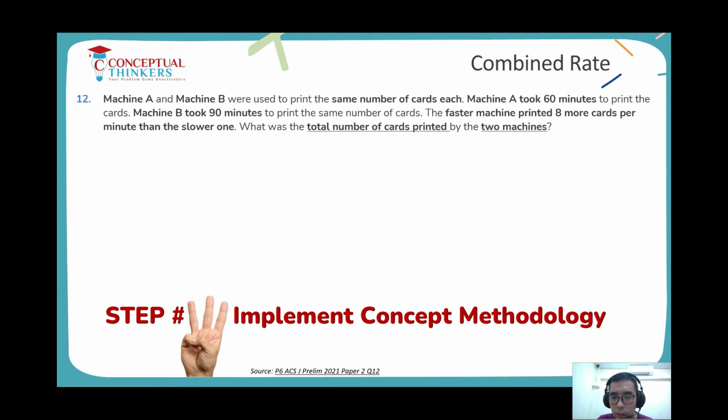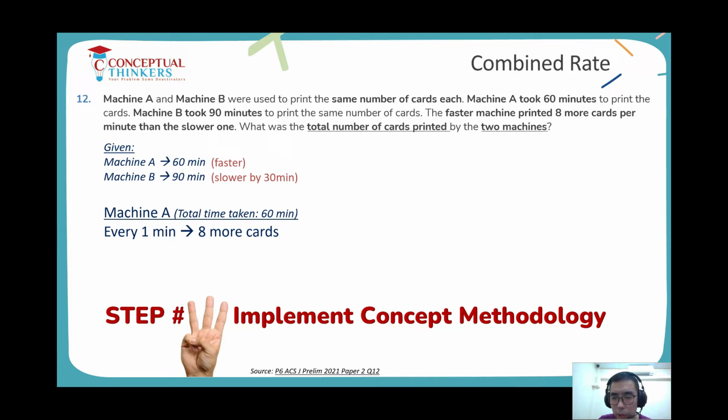So now let's look at how to go about solving the question. As I mentioned earlier, machine A took 60 minutes and machine B took 90 minutes, which means that machine A is faster than machine B by 30 minutes. Now this is a very important information that we're going to use later.